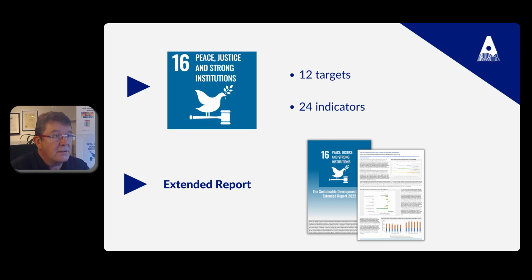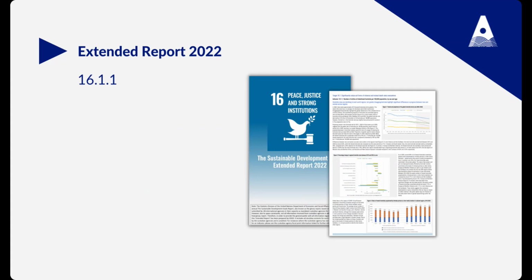There are a number of surprising statistics in this. I'm not going to go through all of them, but I'm going to go through a number of the ones that I find most interesting. Let's start. So we're going to start with target 16.1. Significantly reduce all forms of violence and related deaths everywhere.